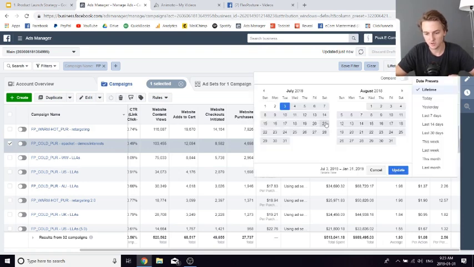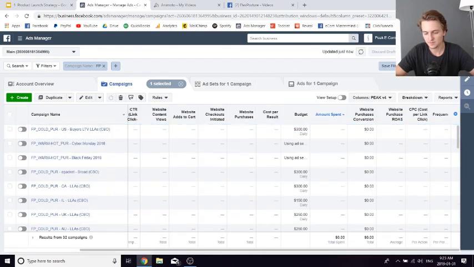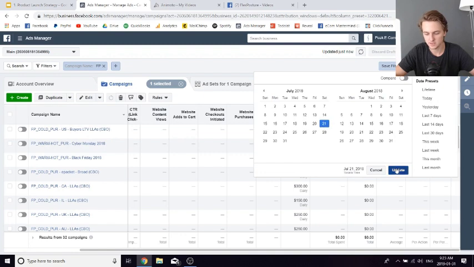So the first day was the 21st. If I go to the 20th, you'll see that there was nothing spent. And if I go to the 21st, you'll see that this is when I started spending.